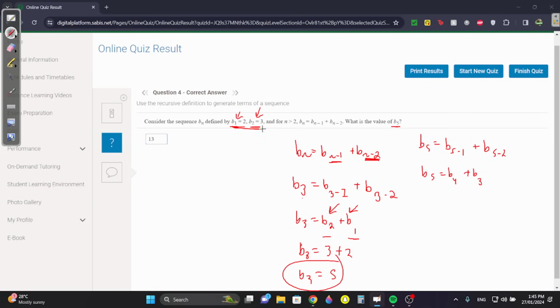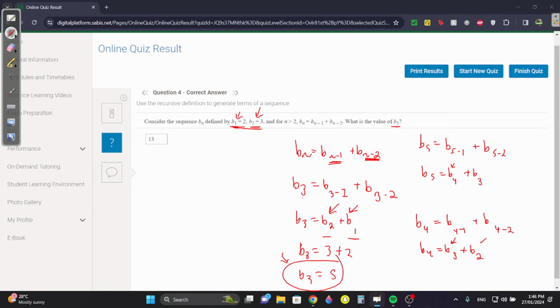Let's see. We can work our way up to it, right? We started with 1 and 2. We worked our way up to 3. Now let's work our way up to 4. What would b4 equal to? b4 would be equal to bn minus 1, so b4 minus 1, plus bn minus 2. So what is n? 4 minus 2. So b4 minus 1 is b3, and b4 minus 2 is b2.